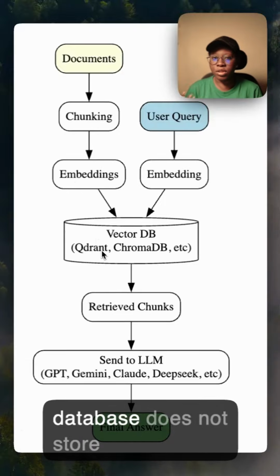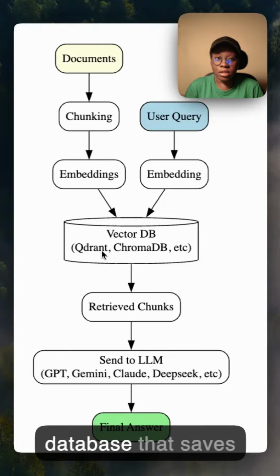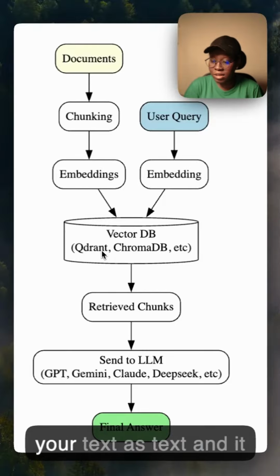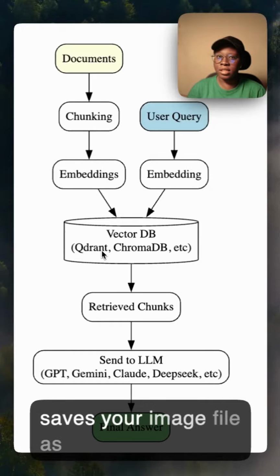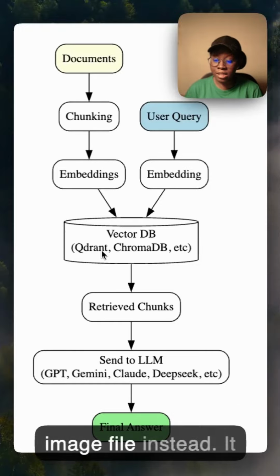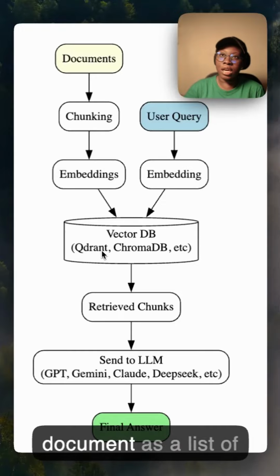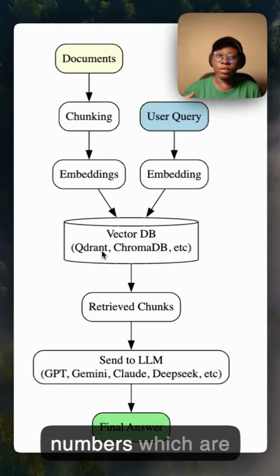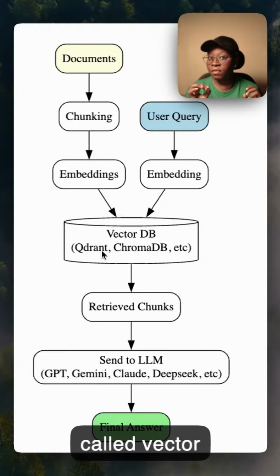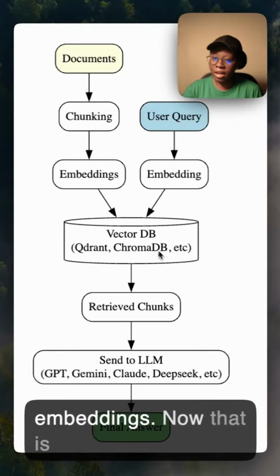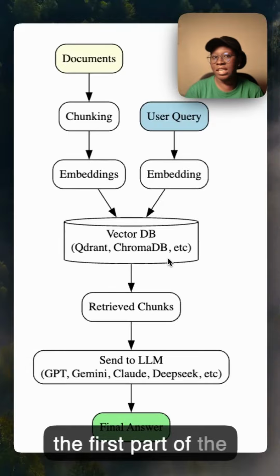Now, a vector database does not store data the way a regular database does, where it saves your text as text, and it saves your image file as an image file. Instead, it saves your data or your document as a list of numbers, which are called vector embeddings. Now, that is the first part of the ingestion.